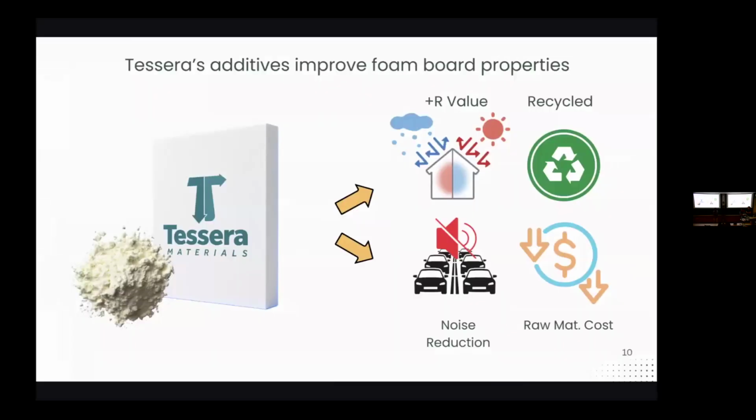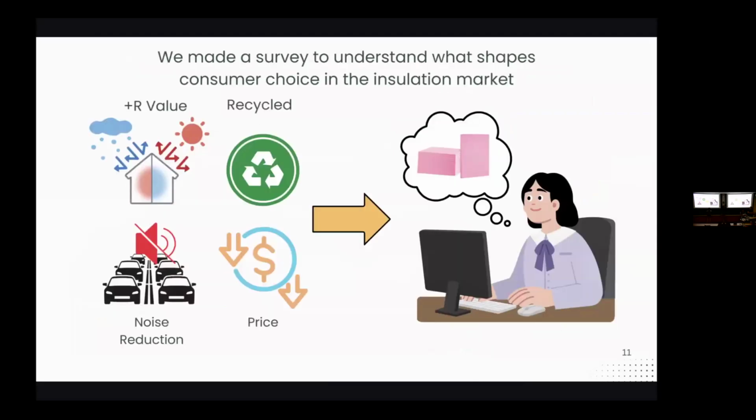All that's great, but let's look at what Tessera's powder can actually do. Early testing that they've performed has shown that the powder can improve, within foam insulation materials, the thermal insulation capability as well as noise reduction capabilities. That's, of course, in addition to what it already does, which is that it's a sustainable material and it has potential cost savings. But how does that translate to the end consumer?